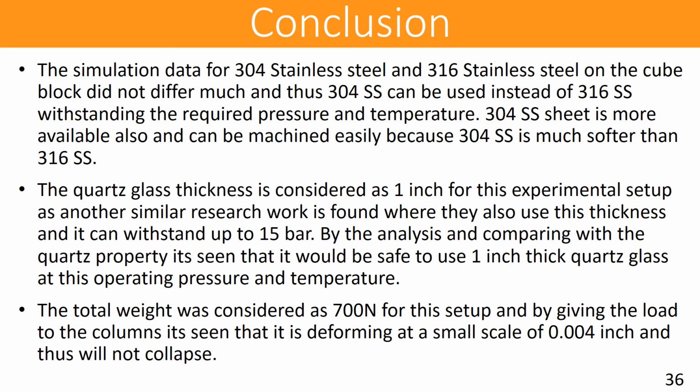Besides, 304 stainless steel sheet is more available and can be machined easily because 304 stainless steel is much softer than 316 stainless steel. So for our minimum operating pressure of 10 bar, we are hoping that we will be using 304 stainless steel for this Q block geometry.